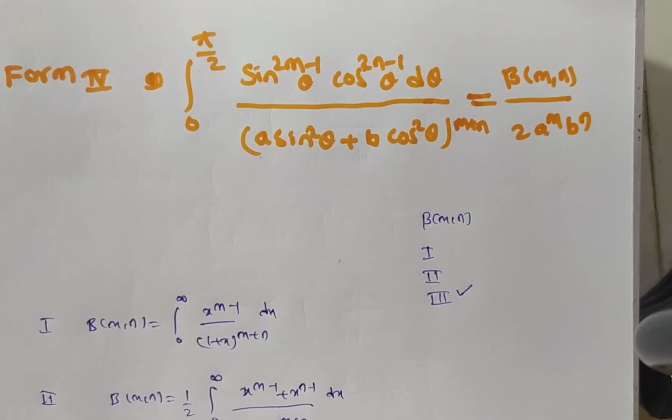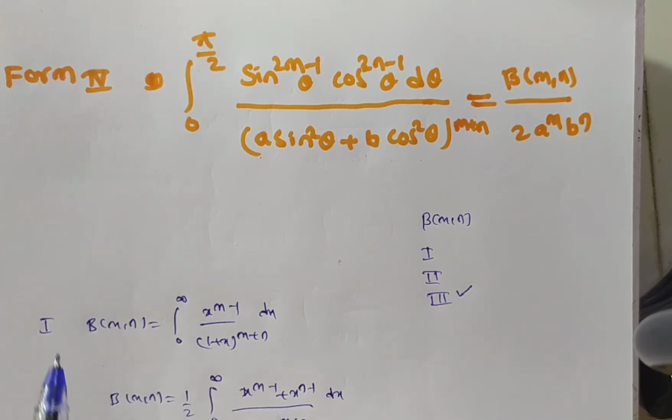Friends, in this video we are discussing transformation of the beta function. Transformation of the beta function we have 6 forms. Now we are discussing form 4. Earlier we studied form 1, form 2, form 3.